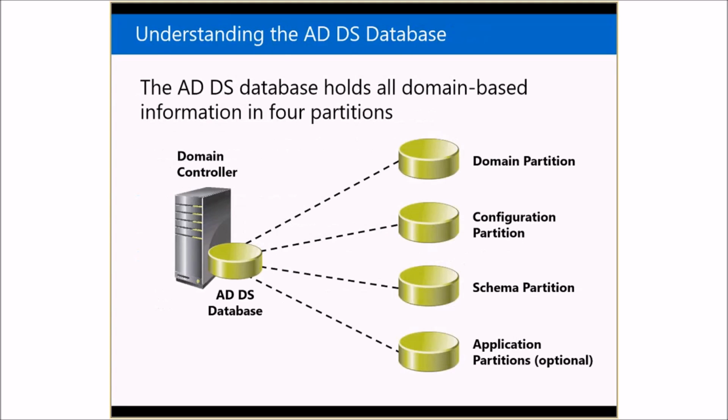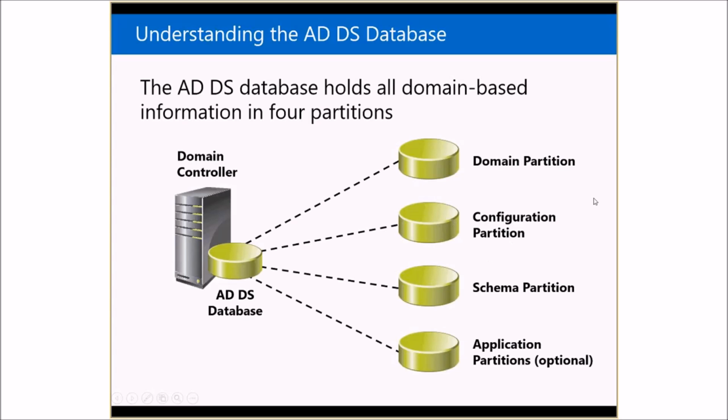All right, so the Active Directory database. Understanding the Active Directory database. The Active Directory domain services database holds all domain-based information on 4 partitions. So there's one database, and there's actually 4 different partitions in it. There's a domain partition, and that's where our Active Directory domain objects like user accounts and so forth are stored. You've got the configuration partition.